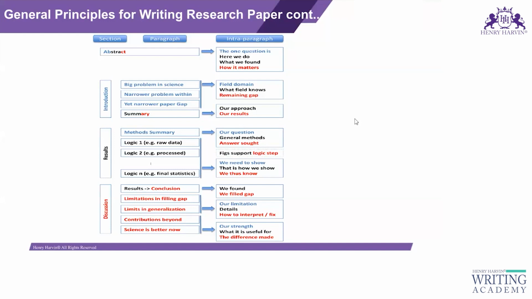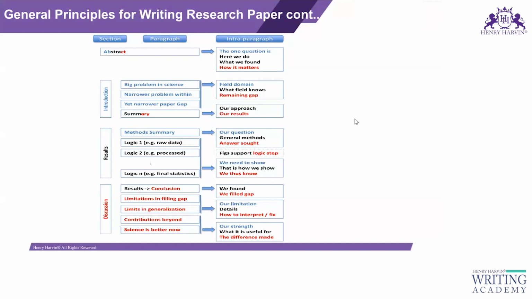Then you have to write the introduction. In the introduction you have to write about the field domain first: what is known in that particular research area, what studies have been done, and what gap still exists. Then what approach or methodology you have used for doing the study, and in brief you can also write about the results which you have got. Then in the results section, first you have to give the summary of the methodology.